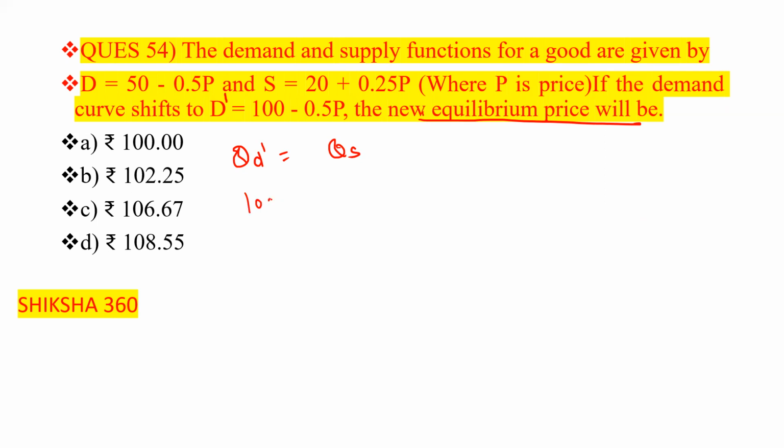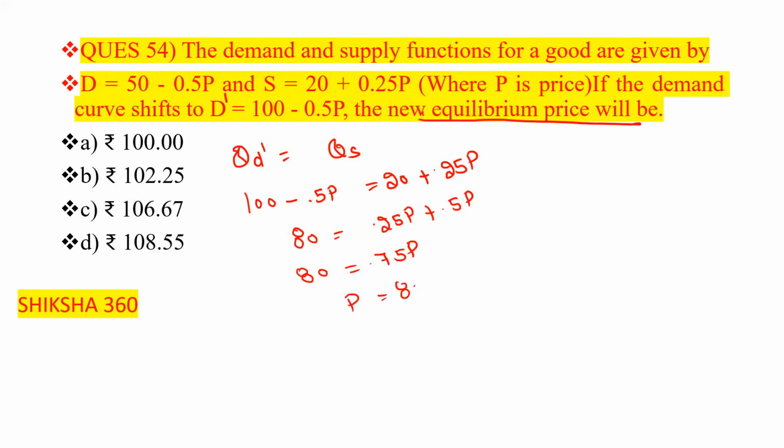We just have to equate 100 minus 0.5p is equal to 20 plus 0.25p. So 100 minus 20, that is 80, is equal to 0.25p plus 0.5p, so 80 is equal to 0.75p. P here is equal to 80 upon 75 into 100. This one is 3, this one is 4. So it comes out to basically 320 upon 3.